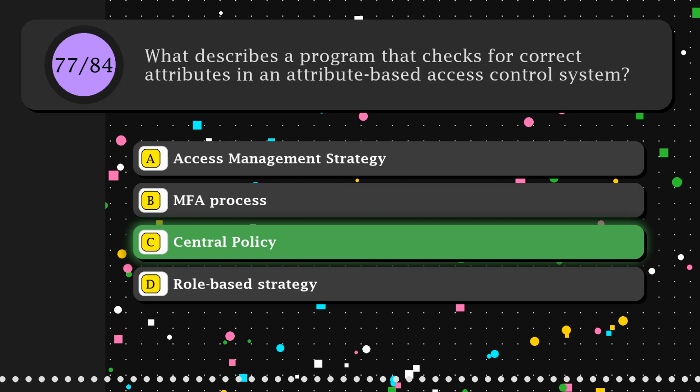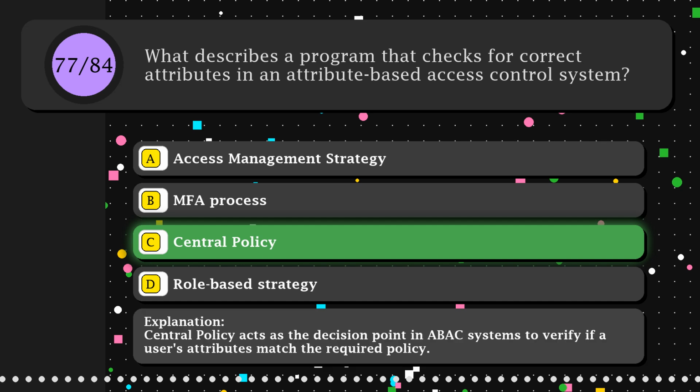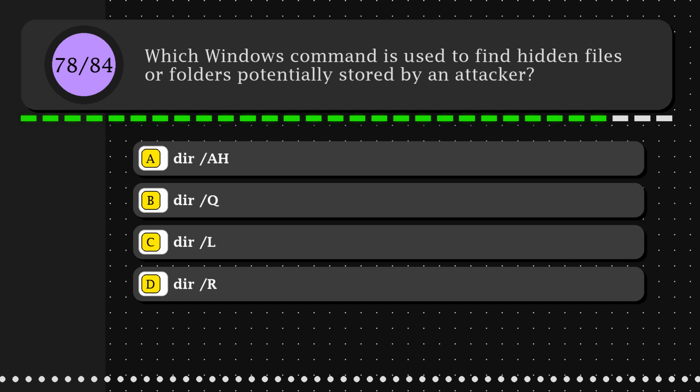The correct answer is option C. Central policy. Central policy acts as the decision point in ABAC systems to verify if a user's attributes match the required policy. Question 78. Which Windows command is used to find hidden files or folders potentially stored by an attacker?